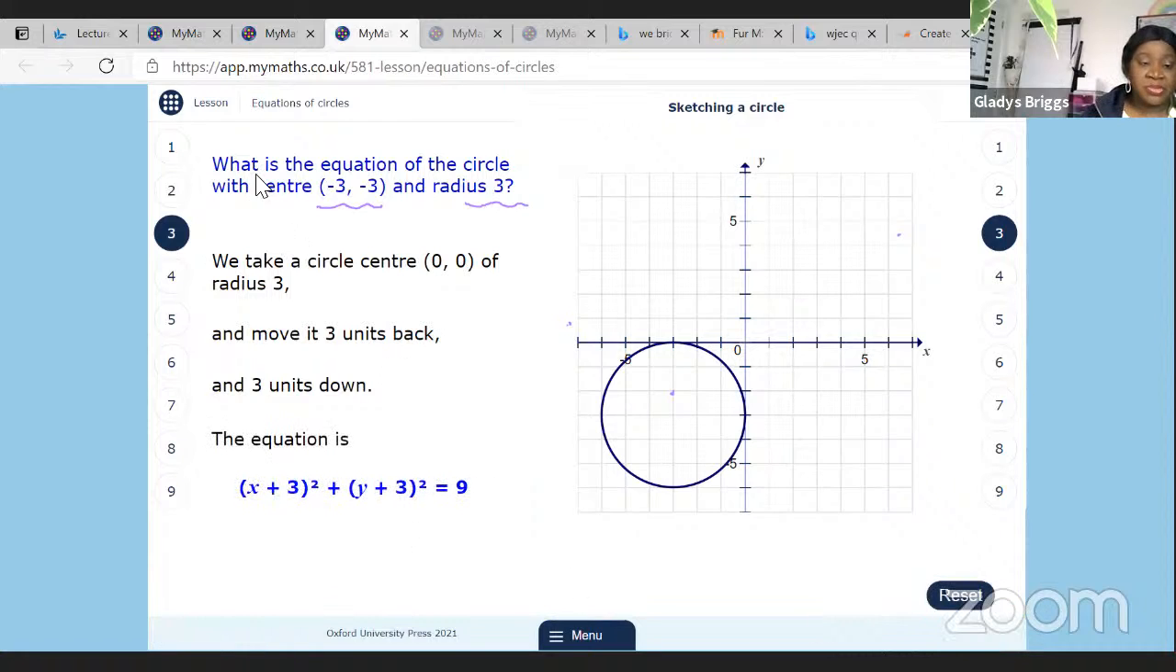So write that down. This is the question, and this is the solution, and this is the graph of that equation. I told you, you start from the center, at (-3, -3), and you make a radius of 3, and you use this as the center and draw that circle of radius 3.